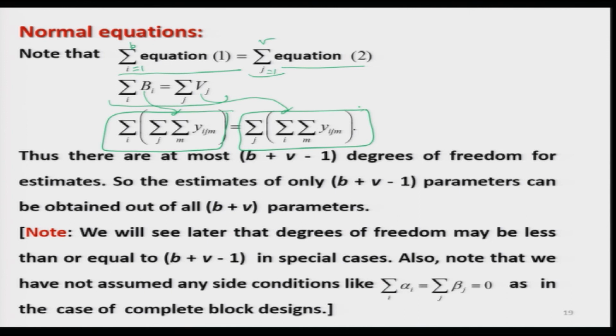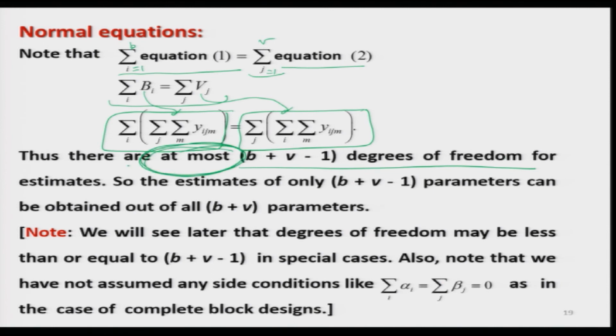That means the b plus v equations are not linearly independent. At least you have found one constraint. So these b plus v equations, which look like b plus v equations, are not actually b plus v independent equations, but at least we know that there is one constraint. So all the b plus v parameters cannot be solved, and I can say that there are at most b plus v minus 1 degrees of freedom. Remember, I am trying to emphasize the words at most.